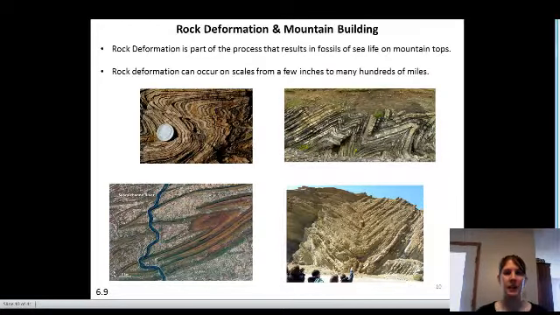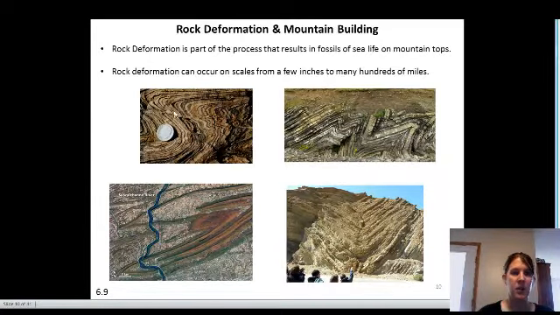So to understand how these rocks that were underwater with marine life ended up at elevations of 4,000 to 8,000 feet above sea level, we need to understand rock deformation. Rock deformation is part of the process that results in fossils on top of mountains. Rock deformation can occur on scales of just a few inches to many hundreds of miles.